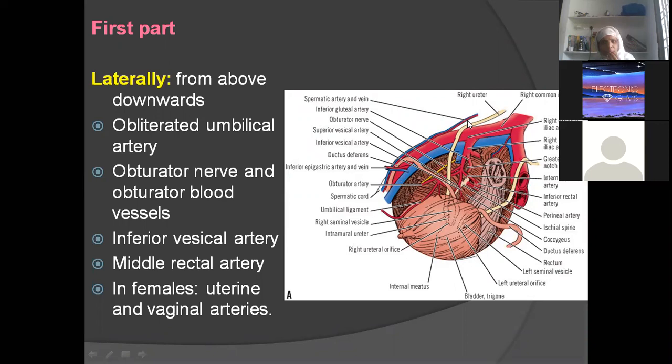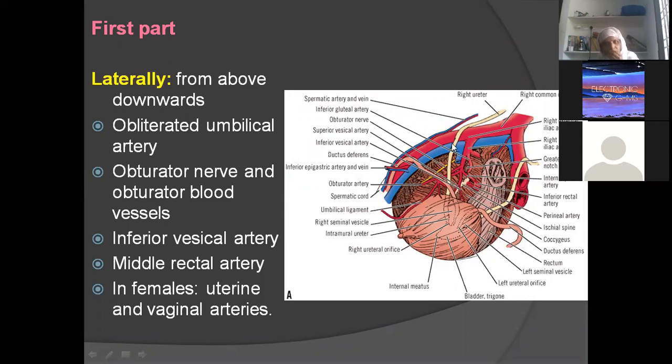So you see the ureter is coming like this. External iliac, internal iliac, common iliac, external iliac, internal iliac. So it is crossing the common iliac vessels. That means laterally it is related to structures like the obliterated umbilical artery. These are the remnants we saw when we were doing the peritoneum.